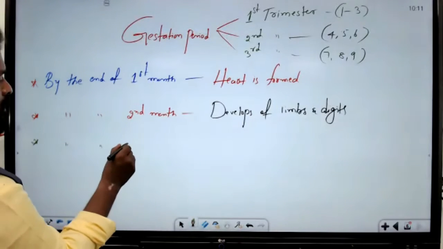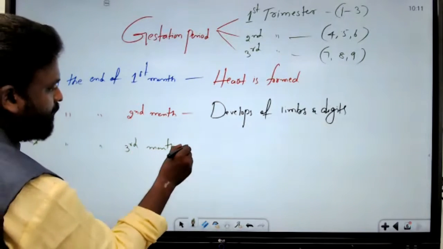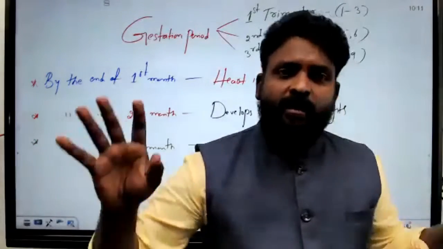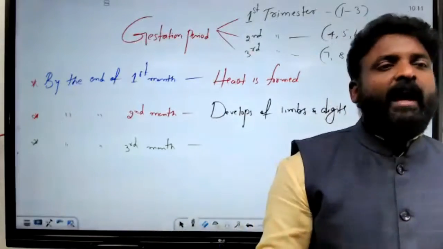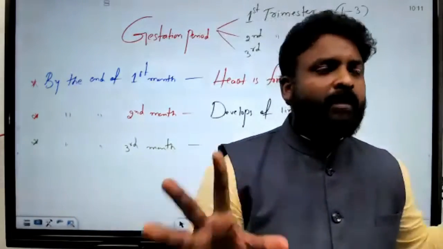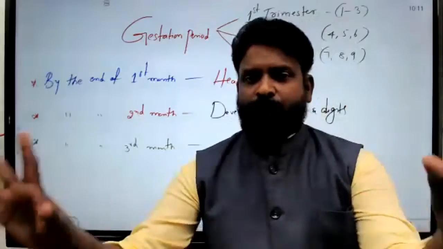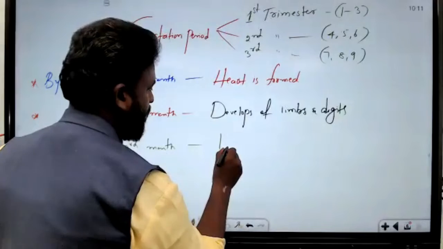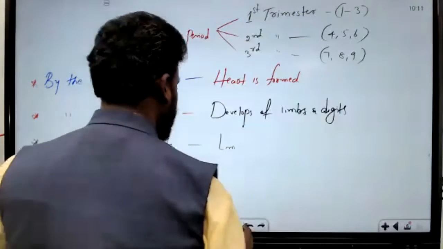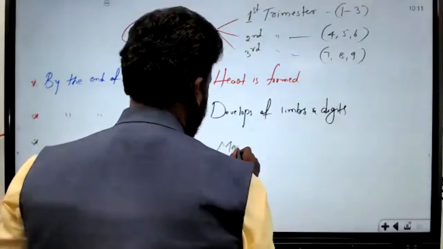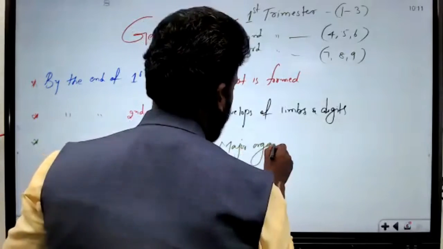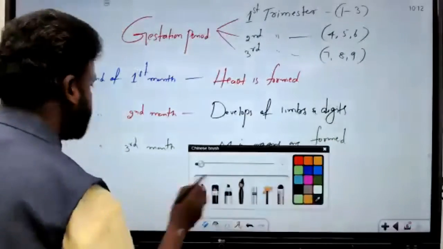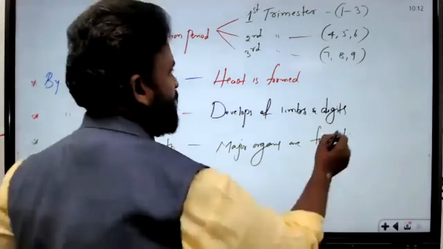And next one, by the end of the third month, what's happening? Limbs and digits are completely developed, right? And almost all major organs are formed. Major organs are formed. Right. So till now we have finished the first trimester.